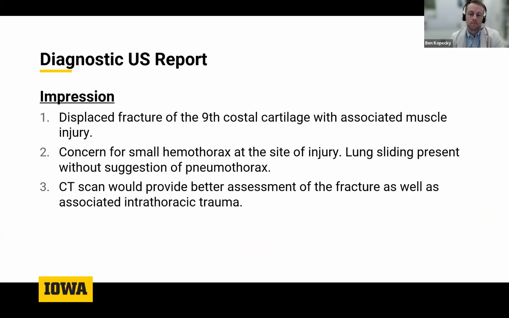So our impression: we have a displaced fracture of the ninth costal cartilage with associated muscle injury. There's concern for a small hemothorax at the site of injury, and lung sliding is present without suggestion of pneumothorax. And a CT scan would provide better assessment of the fracture as well as associated intrathoracic trauma.